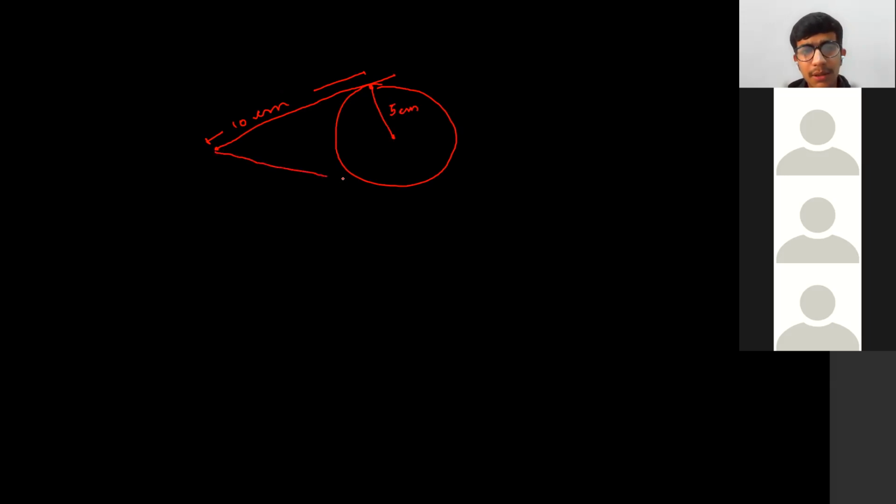Okay, so I have a question for you. Let's say we have a circle like this. I'm making a tangent which is of length 10 centimeters. The radius is 5 centimeters. PA is 10. You have to tell me the length of PB. Okay, Ritvik has answered. Ritvik, correct?